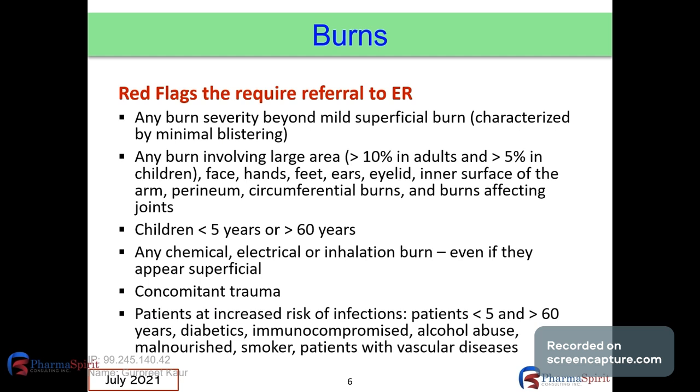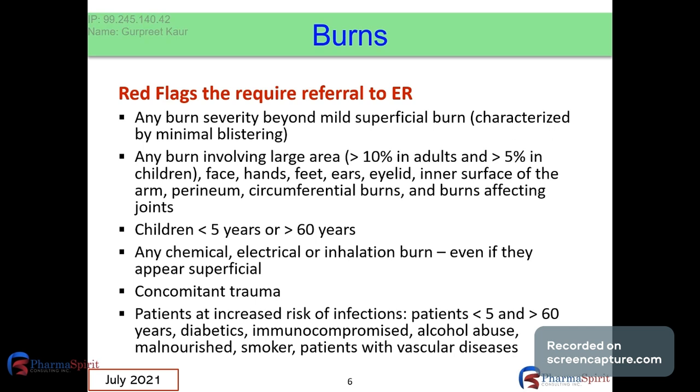So these red flags include any burn severity beyond mild superficial burn. So the one that has no blisters. So if the patient starts to have blisters, this will require referral to the ER. Any burn involving large surface area of the body, so this is defined as more than 10% of the total body surface area for an adult, or more than 5% of the total body surface area for a child.